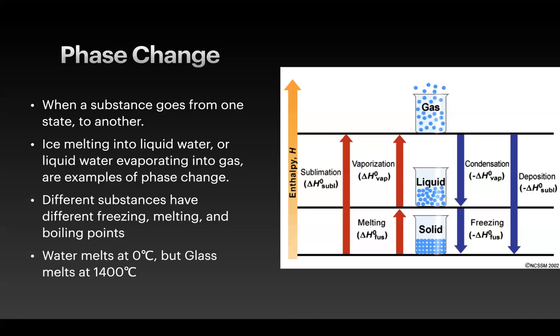So anyways, different things have different melting points. For example, water melts from ice just above 0 degrees, but glass doesn't start melting until 1400 degrees. So everything will eventually melt and turn into a gas if you get it hot enough, even gold, even iron. So that's something to take into consideration.